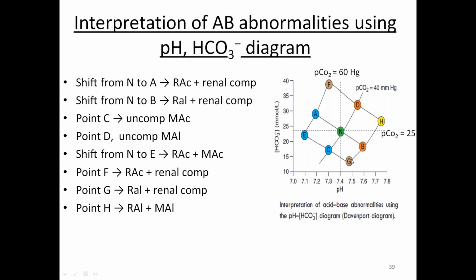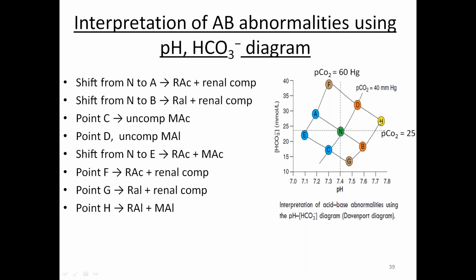So is there a renal compensation or not? How do we know? Your bicarb ion is way lesser than 24 because it is trying to take it towards acidosis, and so it's trying to compensate. So this is a case of respiratory alkalosis with renal compensation.